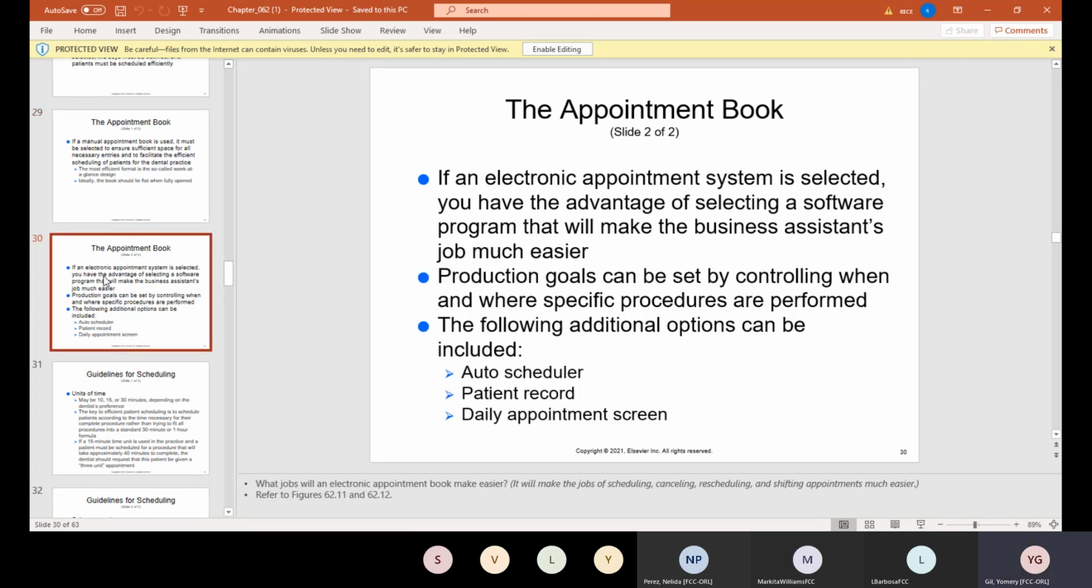If an electronic appointment system is selected, you have the advantage of selecting a software program that will make the business assistant's job much easier. Production goals can be set by controlling when and where specific procedures are performed. And this is what I was talking about. The first two columns of my doctor's schedule was for what we call production, which means what is actually bringing in money to the office. Okay? And then the following additional options can be included: an auto scheduler, patient record, and daily appointment screen.